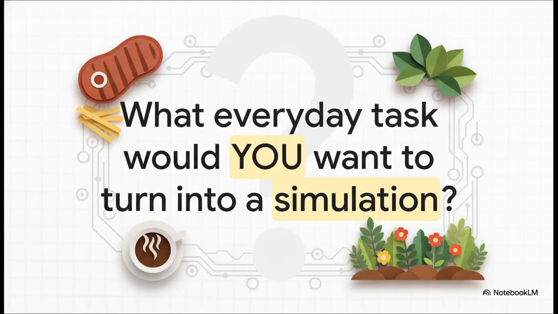And that kind of leaves us with this one big question, right? If we can do all this with just a single picture of a steak, what's next? I mean, think about it. Simulating the perfect pour-over coffee, figuring out the best way to plant your garden. What's some everyday thing you would want to turn into a simulation?